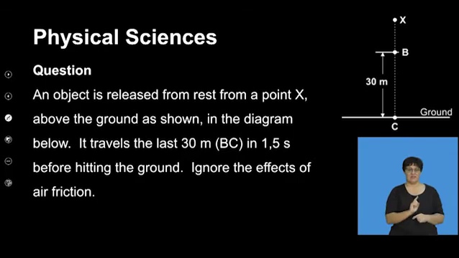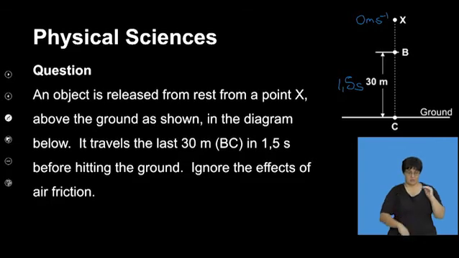Here's our question. An object is released from rest at point X. So over here, and I always do this when I read a question, I'm going to write in what I know. So from rest means initial velocity is 0. Above the ground, in the diagram below, it travels the last 30 meters, so this last little bit, in 1.5 seconds before hitting the ground, and they tell us to ignore air friction. Great. Not a bad thing.